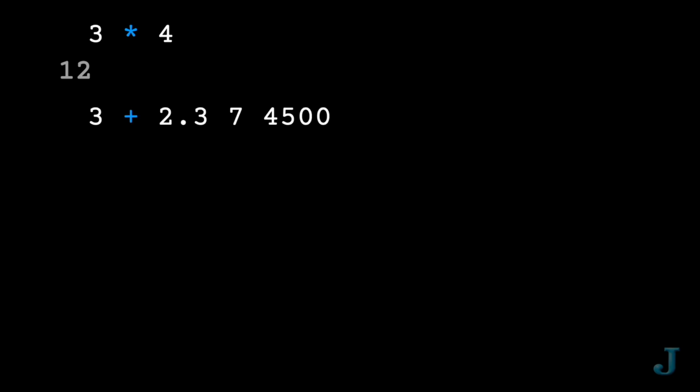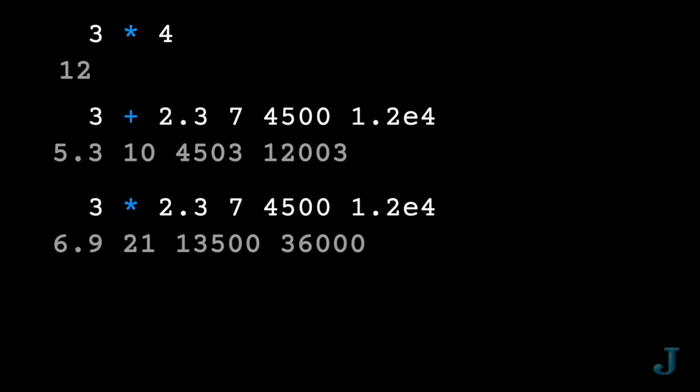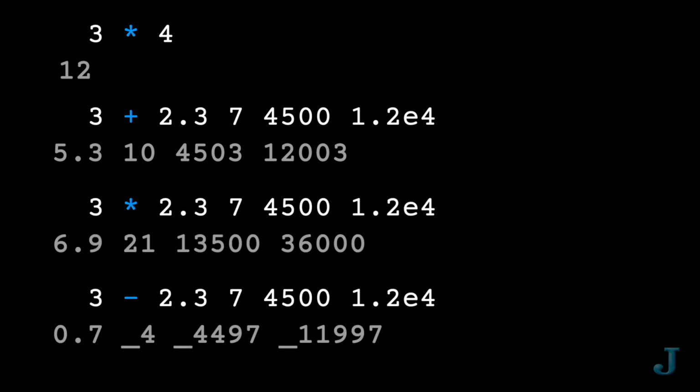Want to add a list of numbers? Just enter the list and J does the adding, or multiplying, or subtracting. No loops, no counters, just calculations.